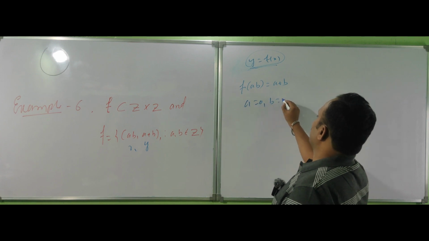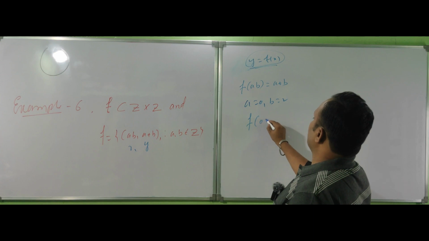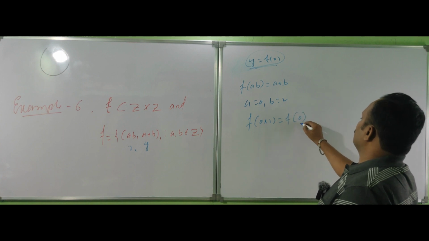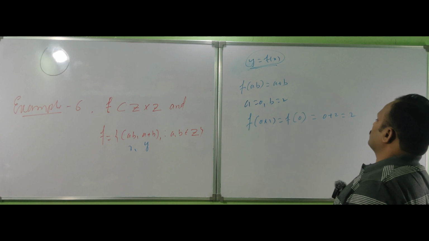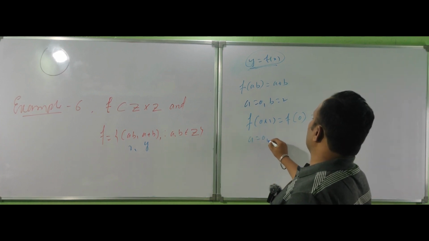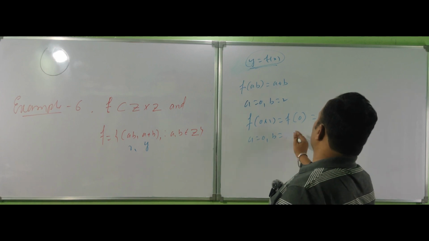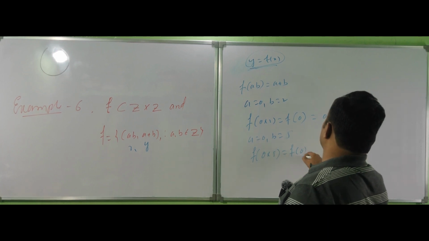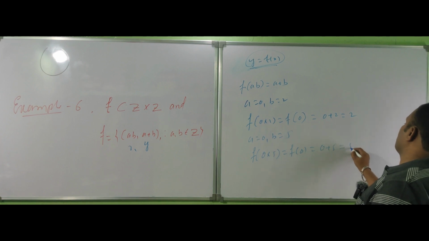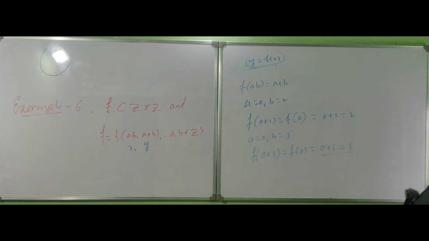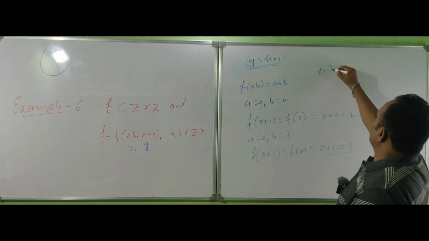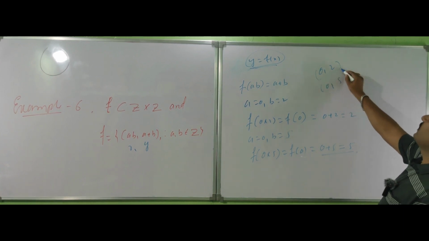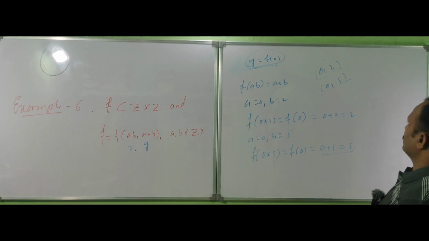A is equal to 0, B is equal to 2, and this becomes f of (0, 2), which becomes 0 plus 2, that is 2. Again take x equal to 0 and b equal to 5, a different element. Again f of (0, 5) is 0 plus 5. This becomes 5. This indicates what? (0, 2) and (0, 5). They are different ordered pairs.